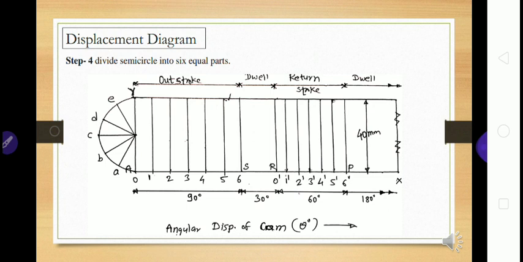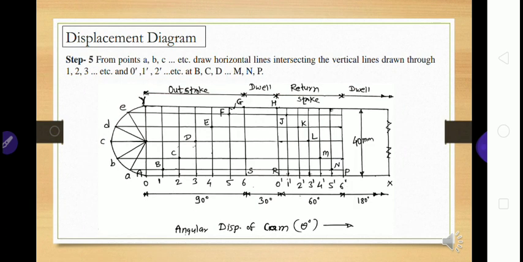This is the fourth step. In the fifth step, we'll draw one horizontal line from each of these small a, b, c, d, e points, which cuts all these vertical lines. So from small a point, I have drawn one horizontal line passing through all these vertical lines. From b point also I have drawn one horizontal line. From c point, from d point, and from e point also, draw exactly horizontal lines cutting all the vertical lines.